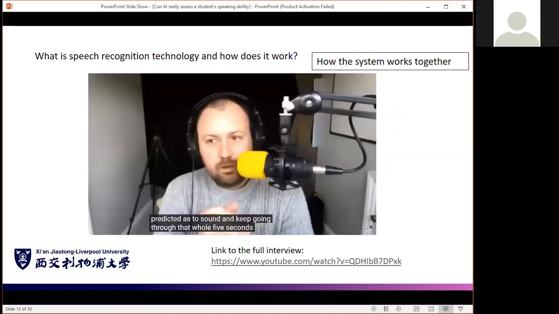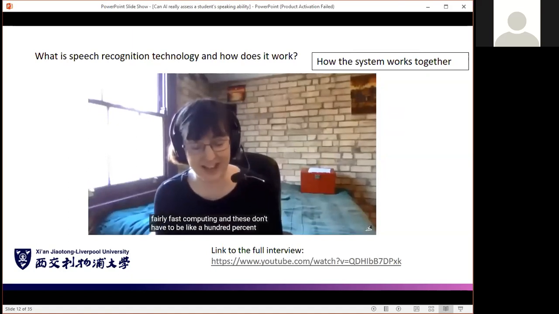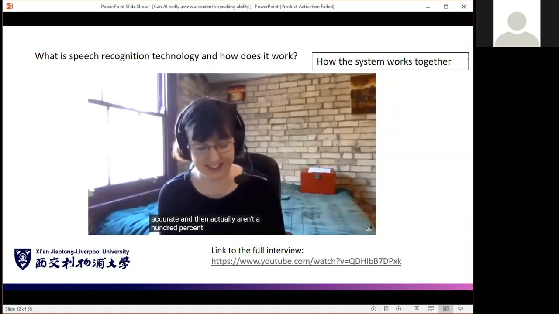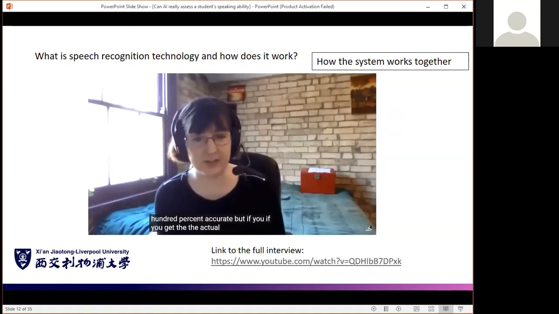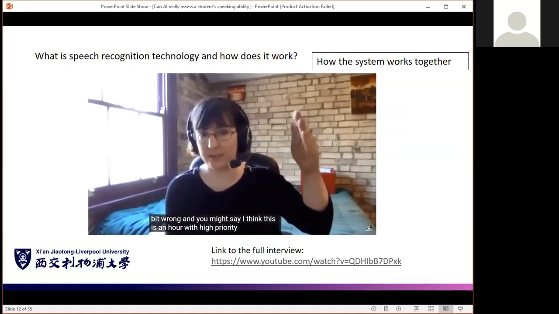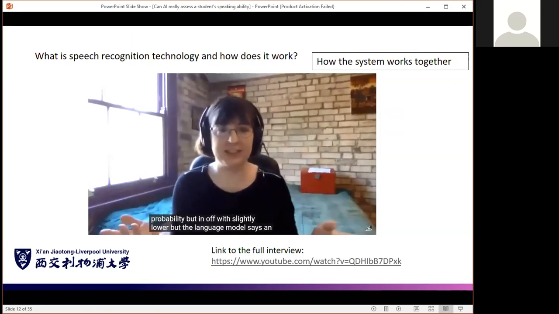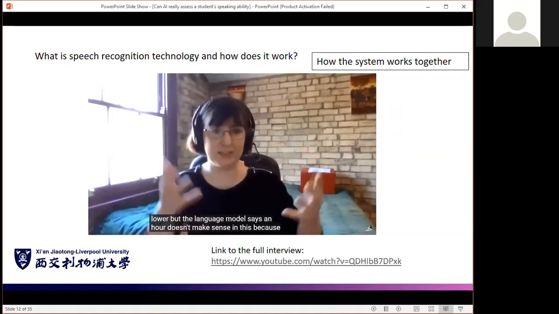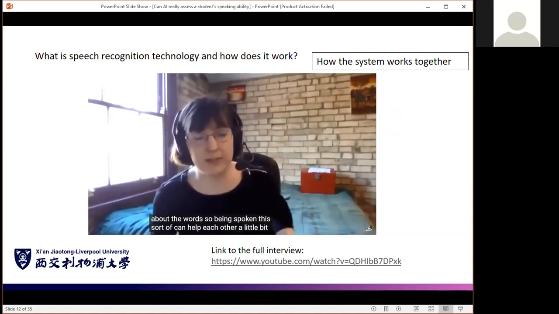Wow. So that sounds like some fairly fast computing. It needs to be done fast. And these don't have to be 100% accurate, and they actually aren't. But if you get the actual sound a little bit wrong, you might say, I think this is an "ah" with high probability, but an "ah" with slightly lower. But the language model says an "ah" doesn't make sense here because it has all this other information about the words being spoken. They sort of help each other a little bit as well.